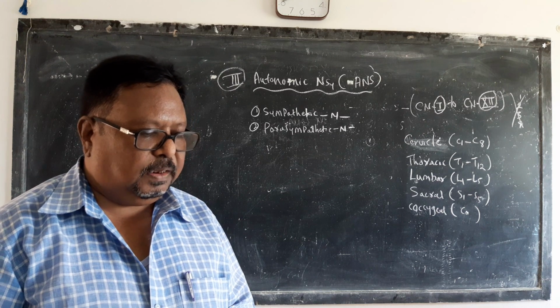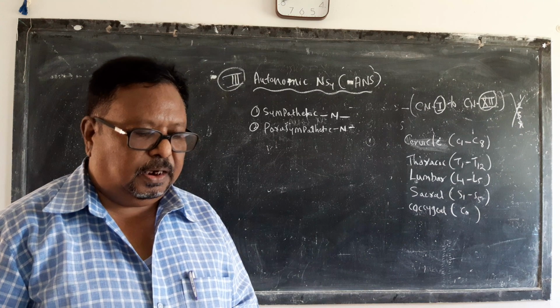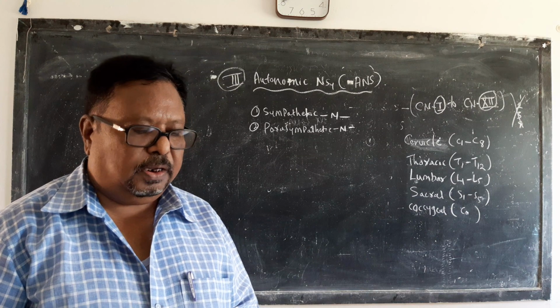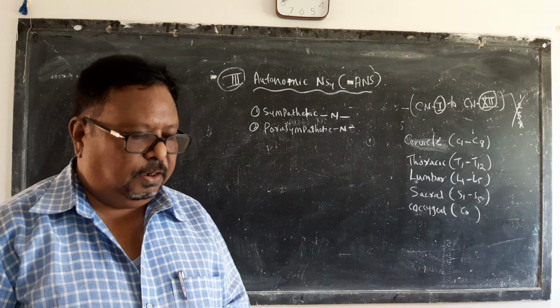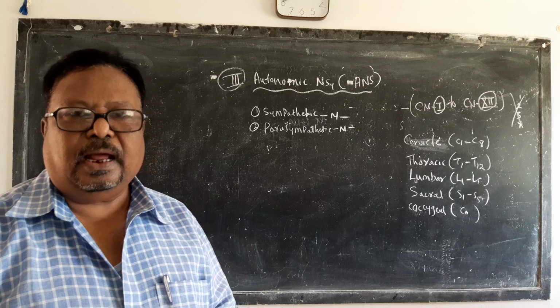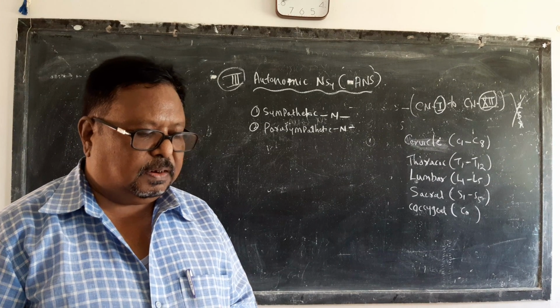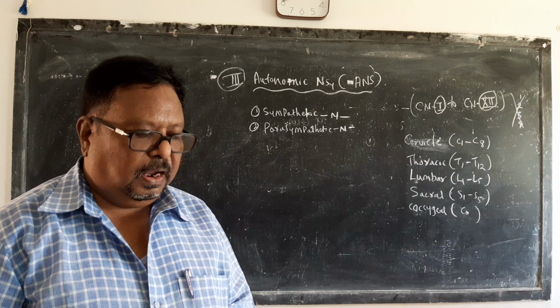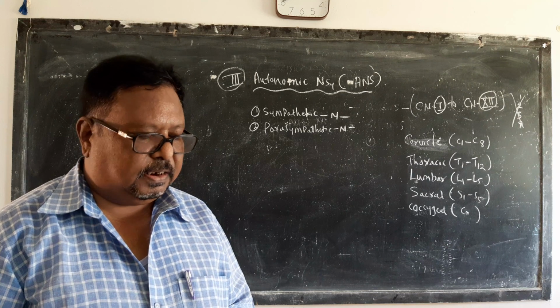The autonomic nervous system is also called the involuntary nervous system. It controls the movement of involuntary muscles and the secretions of the glands. The nerves control the involuntary muscle movement and the secretions of the different endocrine glands.